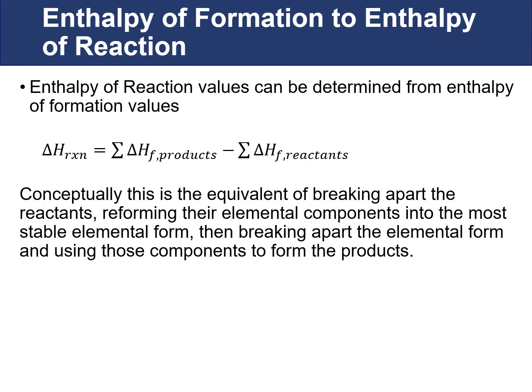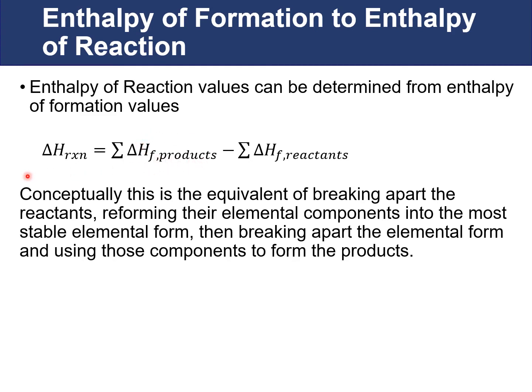Now, once we have the values tabulated, we can use them to predict our enthalpy of reaction values using the enthalpy of formation. The way we would do that is we take the sum of the enthalpy of formation for our products minus the sum of the enthalpy of formation of our reactants. Essentially, we are taking the amount of energy that it takes to form our reactants, going in the reverse direction back to the elements in their most stable elemental form, taking those molecules in the most stable elemental form and recombining them into our products, right?